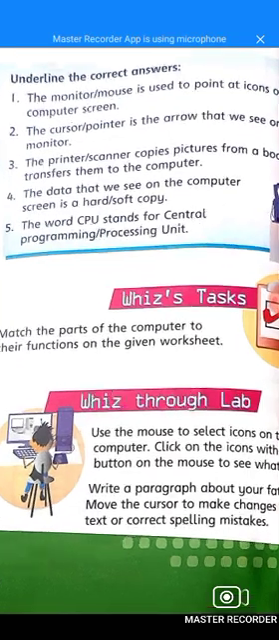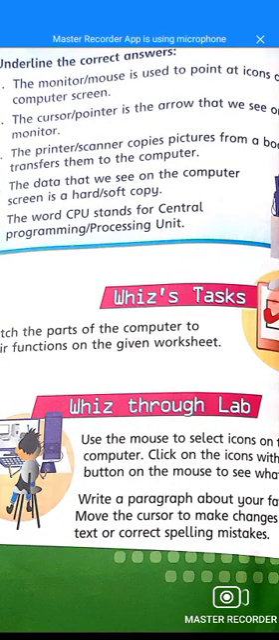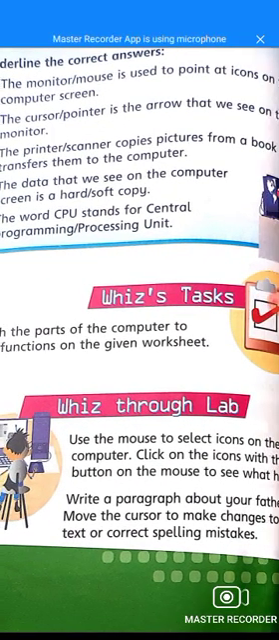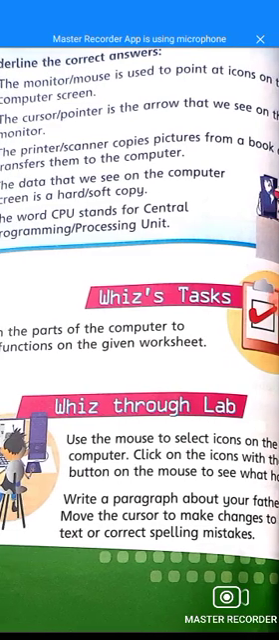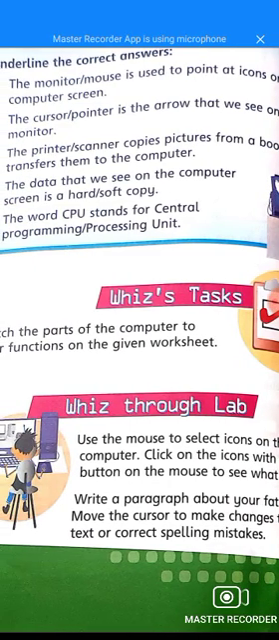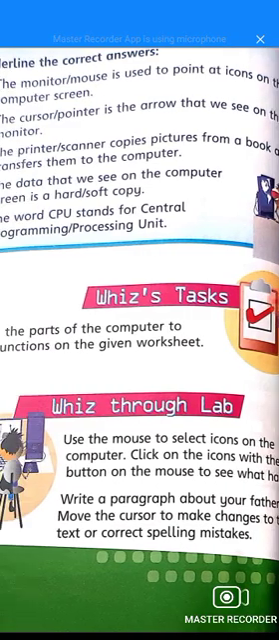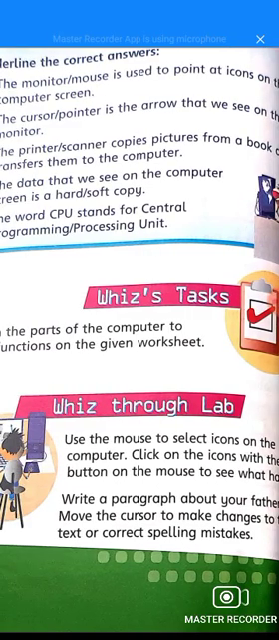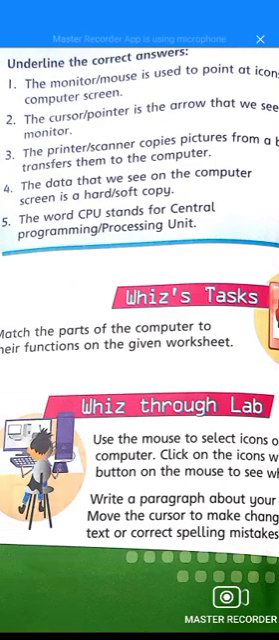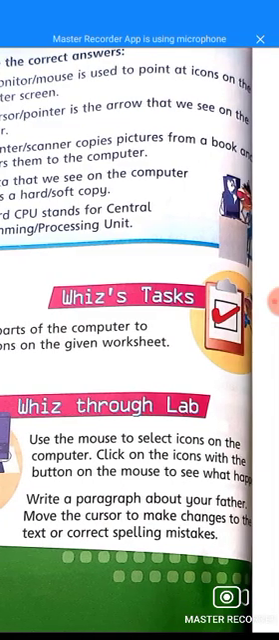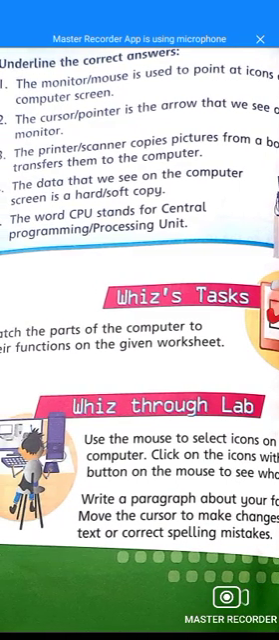Now answer, underline. The monitor or mouse is used to point at the icon. Which thing? Mouse. Okay? Encircle the mouse or underline the mouse. The cursor or pointer is the arrow that we see on the monitor. Cursor, okay?